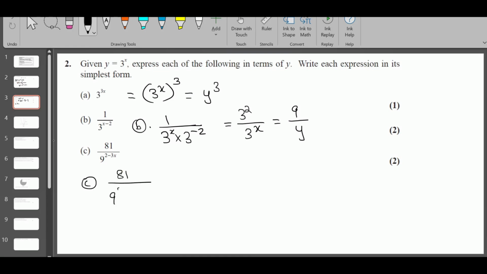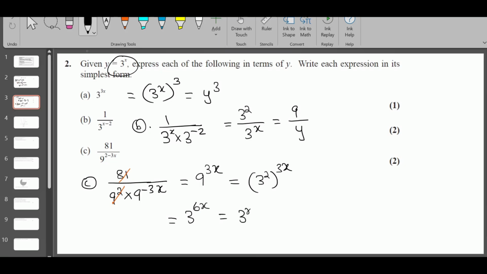81 over, write it as 9 squared times 9 power minus 3x. 9 squared is 81, so you can cancel it. Put the 9 power 3x on top, it becomes 9 power positive 3x. The base is 9, but we need 3 actually. So I'm going to write 9 as 3 squared, to the power 3x. Using laws of indices, we multiply the powers. That's 2 times 3 is 6x, which is the same as 3 power x to the power 6, which is y power 6.